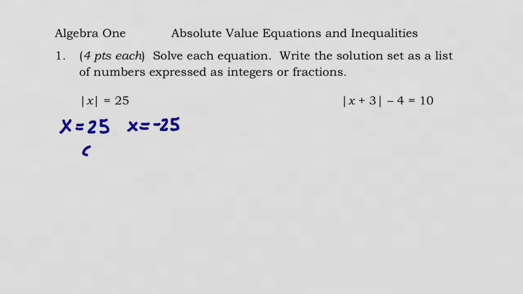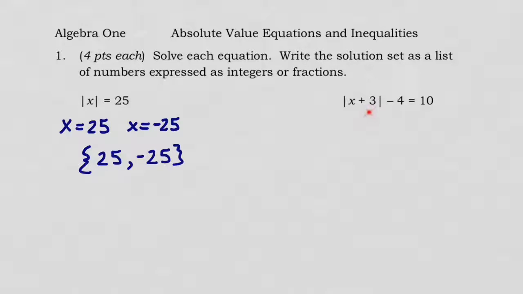So we can write these answers using set notation, using a curly brace to start a list of numbers. We can write the list 25, negative 25 as the solution set.